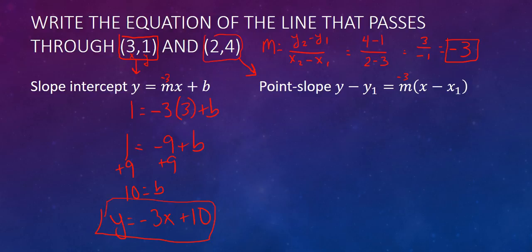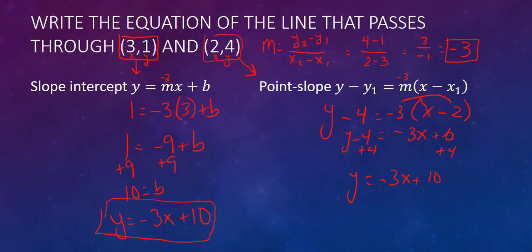So the second one, I'm going to do point slope and use my other point just to show you that you'll get the same answer. So y minus the y value was 4, slope's negative 3, x minus the x value of 2. Distribute, you get negative 3x plus 6. Add 4 to the other side, and you get y equals negative 3x plus 10. So even if I switch formulas and I switch points, they're both on the line, you'll get the same equation.